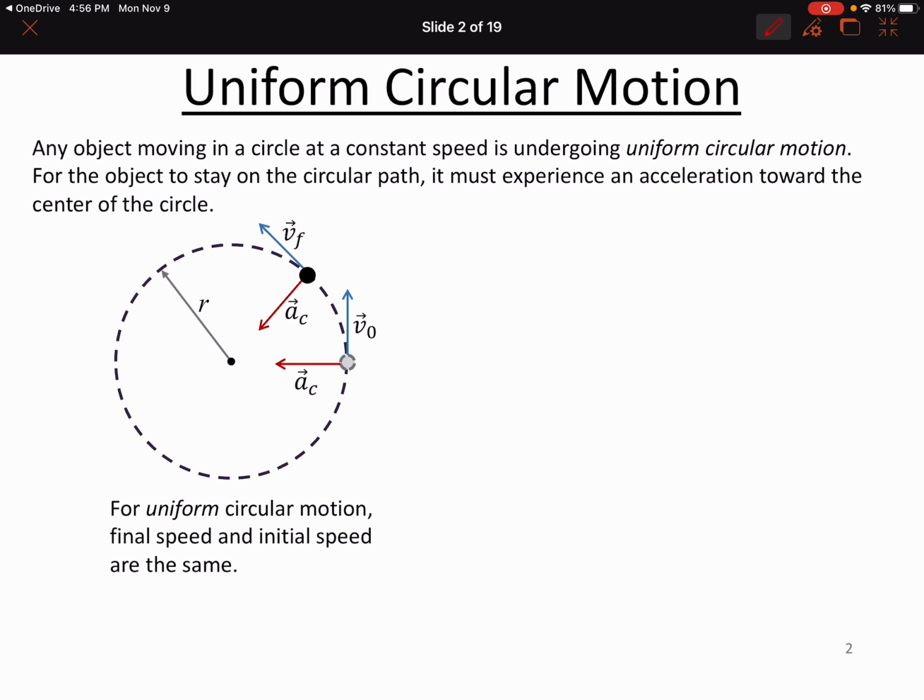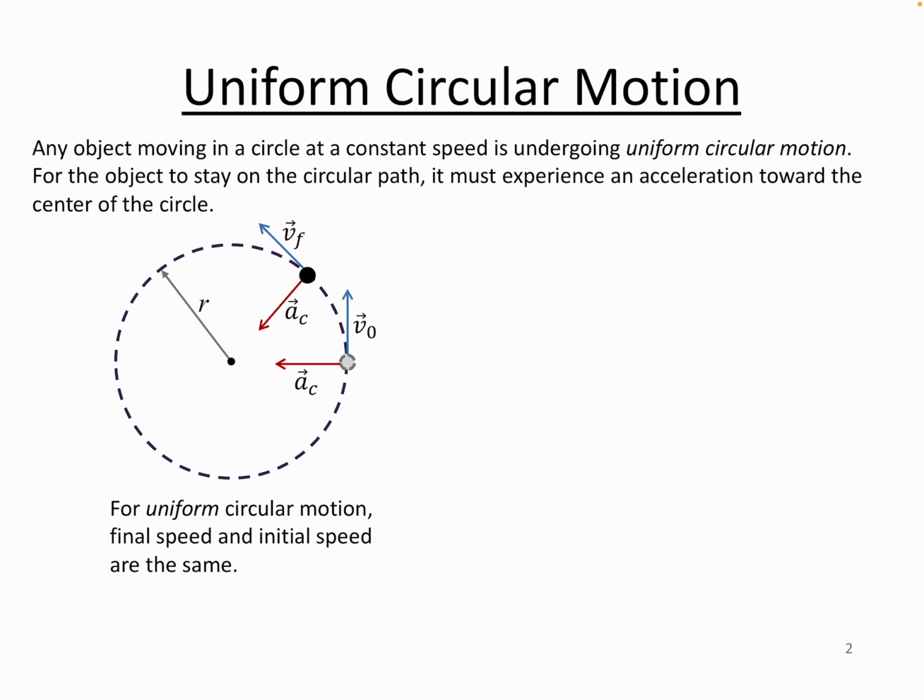So, if we add that to our diagram, we have this a sub c always radially inward towards the center of the circle. And this can be a lot of different objects going around the circle. It can be the car going around a curve. It can be a ball on the end of a string. It can be some water in a bucket that you're whirling over your head. It can be a planet going around a sun.